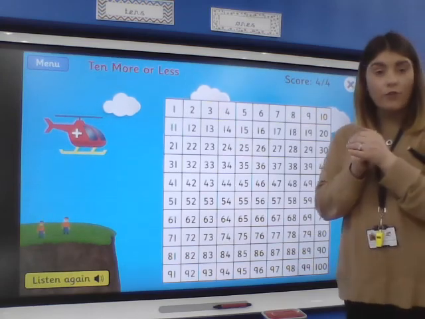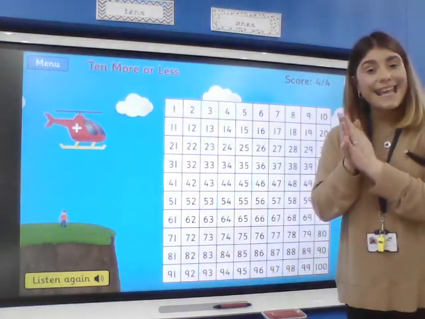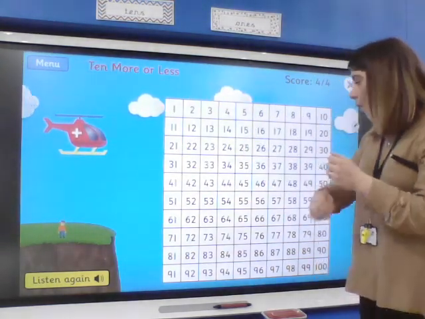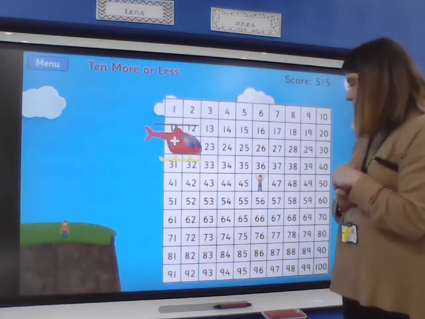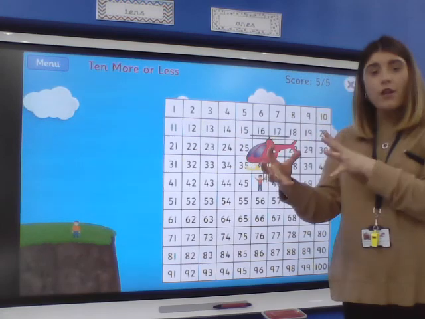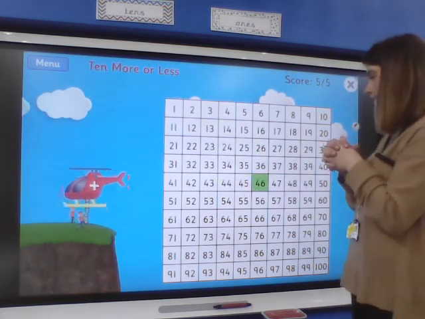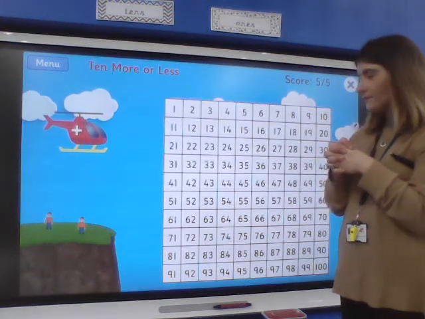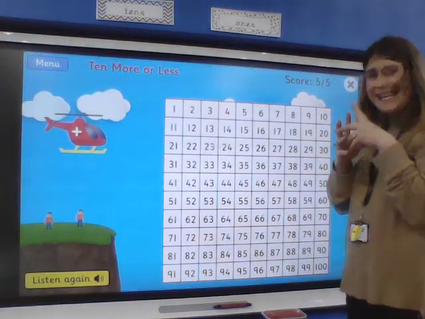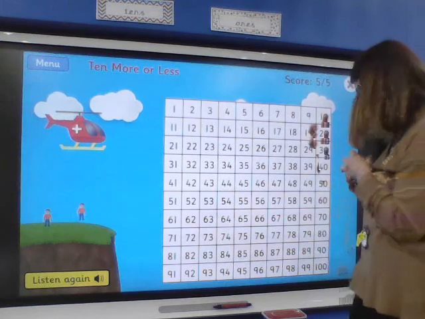So 10 more than 36. 36. 46. 36. 46. So we still got our 6 because our 1s aren't changing, it's just our 10s. What is 10 less than 90? 10 less than 90. So I need to find 90 on my 100 square.